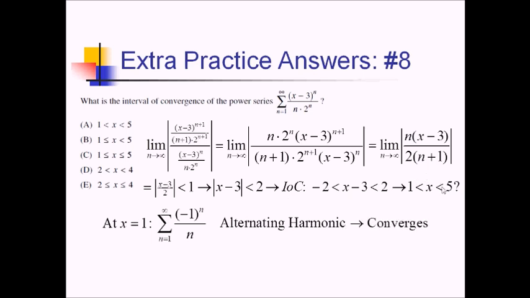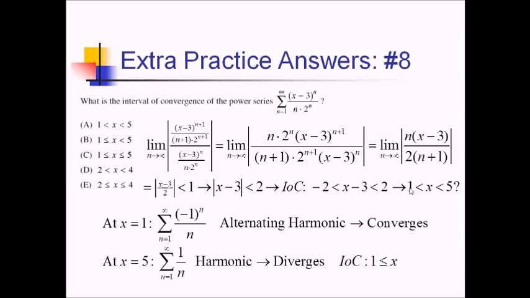Now if we plug in 5 for x, that's going to give us 2 to the n over 2 to the n with an n downstairs. So that's just going to cancel the 2 to the n's and leave us with 1 over n. This we know is the harmonic series, which diverges. So when we write our final interval of convergence, we've got 1 less than or equal to x because we converged at 1, and then strictly less than 5 because we diverged at 5. And this gives us answer choice B.